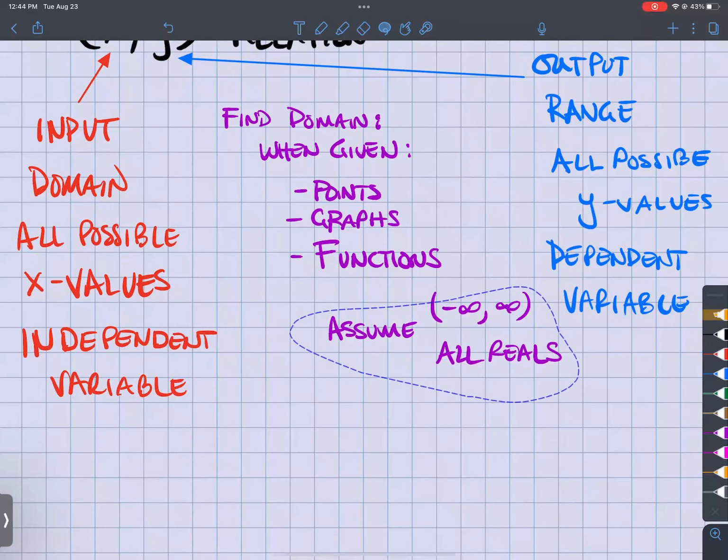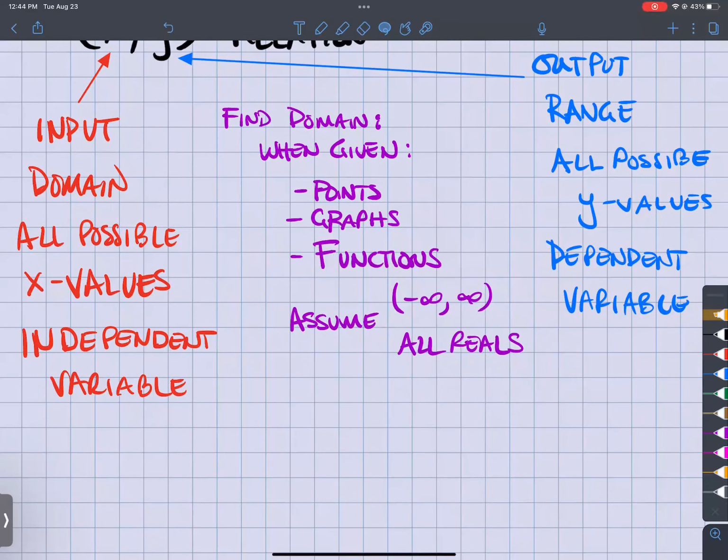What is going to hold this back? Anybody? What will hold this back? What would make a function, you know, the fact that it's not going to be negative infinity to positive infinity? There's only two things that will hold it back. Fraction, because the denominator cannot be zero, right?